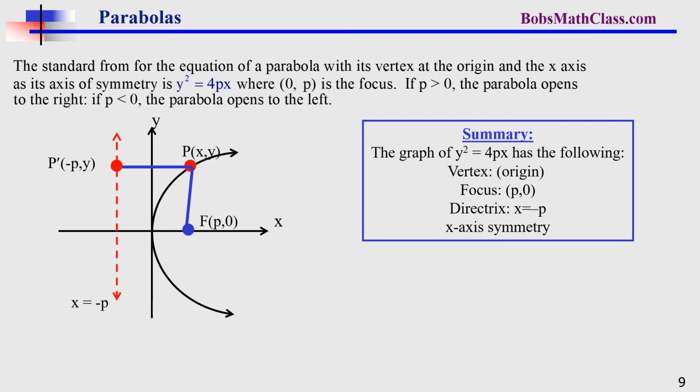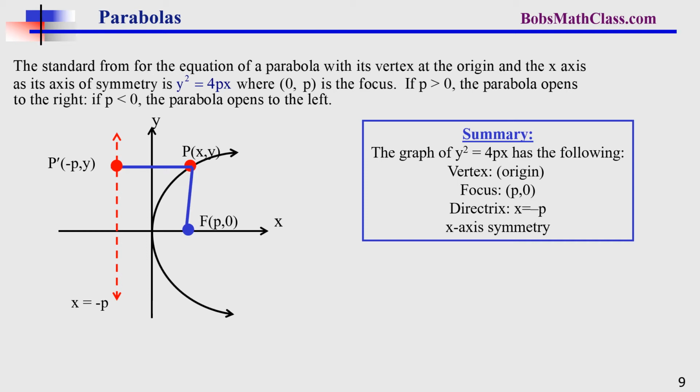Okay, so here's our standard form with the vertex at the origin, and the x-axis is its axis of symmetry. The formula is y squared equals 4px, where (p, 0) is the focus. If p is greater than 0, so if p is positive, it opens to the right. And if p is less than 0, it opens to the left. Again, the focus is always inside the parabola. This one just opens sideways, to the right. The directrix is always outside.